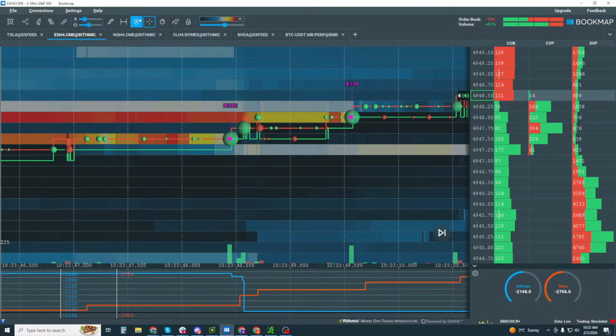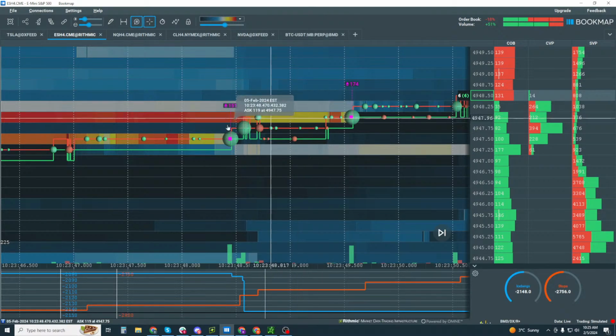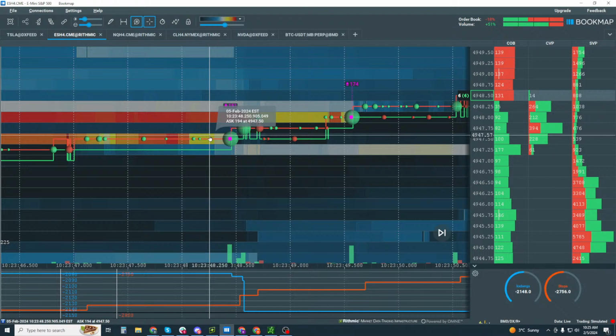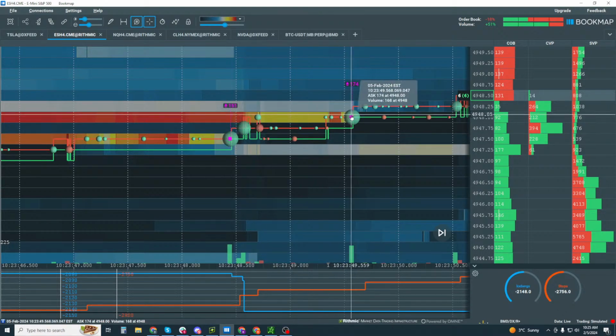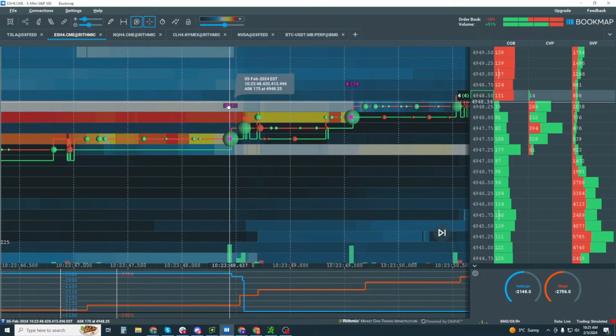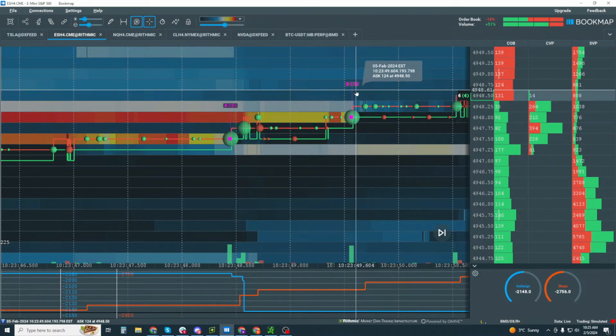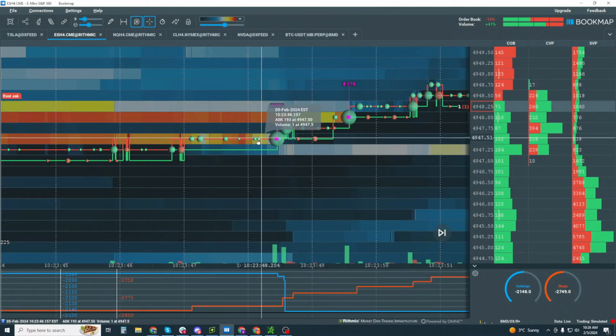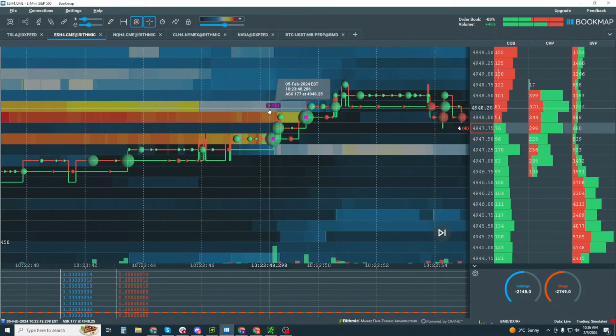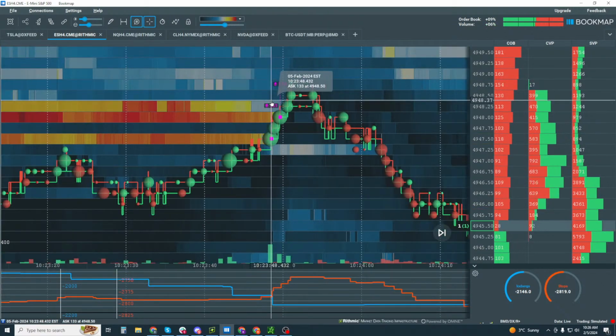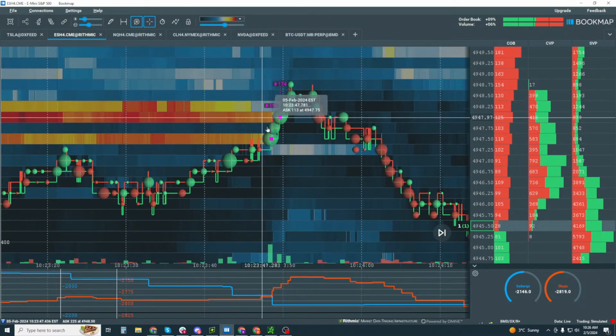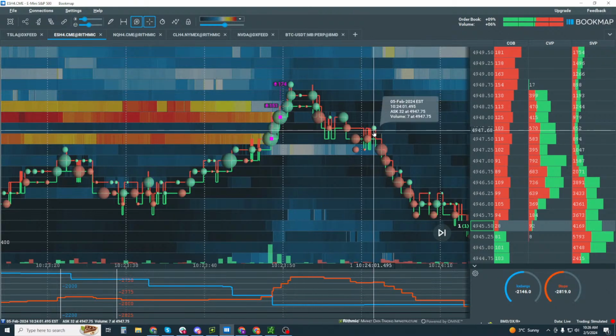Here, let's just use this tool and hover over. So, we have 200 contracts here. We have 194 contracts here. And we know that they are transacting. So here's 151, here's 174. So we know that this liquidity here in the heat map levels, they are transacting. There's some really good stuff in just this small little example here.